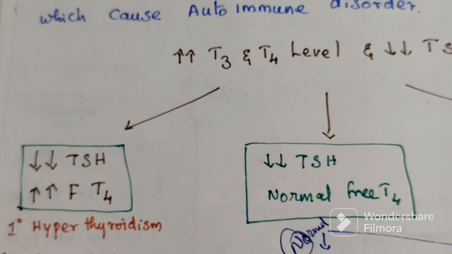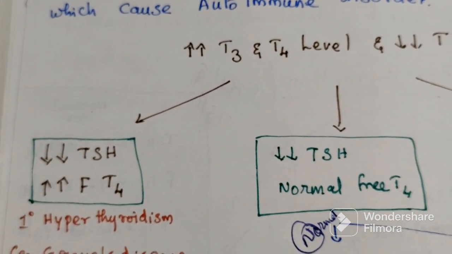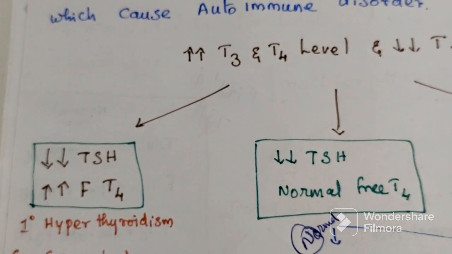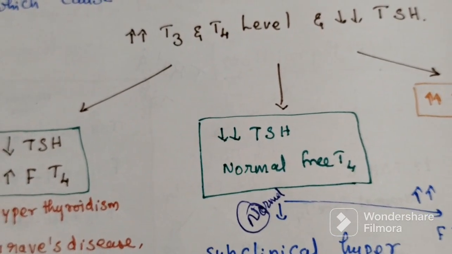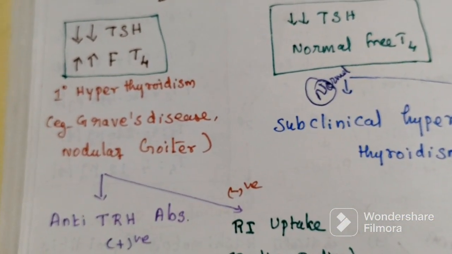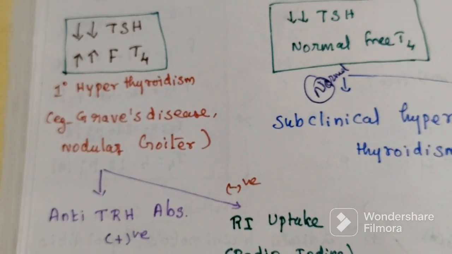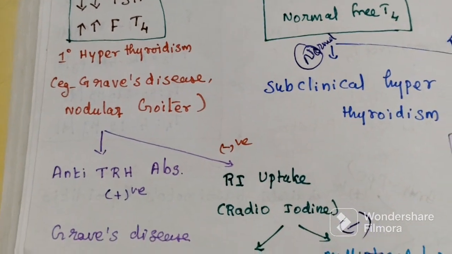So these are the basic tests done for assessment of thyroid function: TSH level, free T4, free T3 level, total T4, T3 level, and various antibodies. Anti-TSH receptor antibodies, if positive, mean Graves' disease.